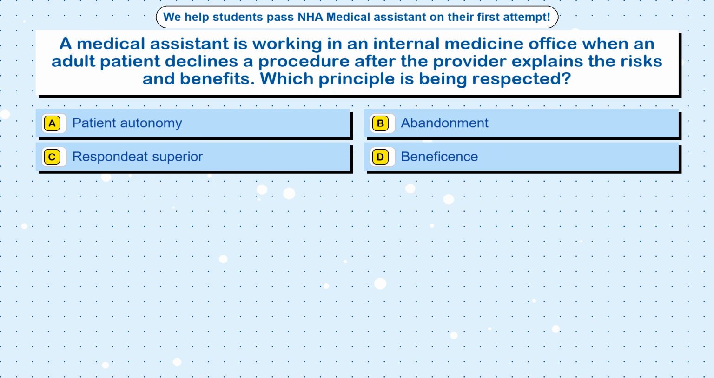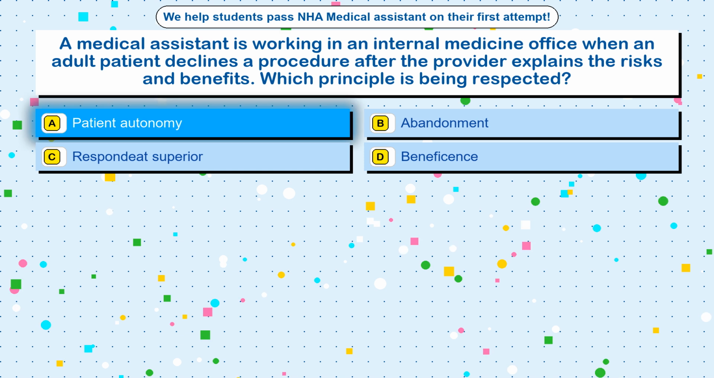Question 68. A medical assistant is working in an internal medicine office when an adult patient declines a procedure after the provider explains the risks and benefits. Which principle is being respected? Option A. Patient autonomy. Option B. Abandonment. Option C. Respondeat superior. Option D. Beneficence. The correct answer is option A.